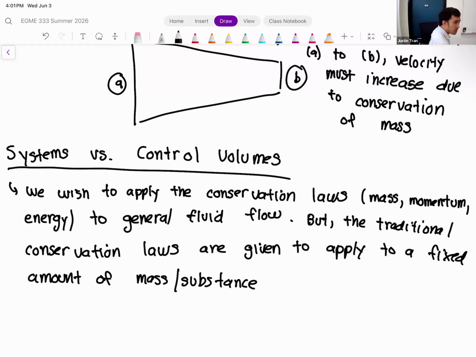Now, there wouldn't be a discrepancy if we used the Lagrangian description. The Lagrangian description is designed specifically to apply to these conservation laws. But for all the reasons we've talked about already today, the Lagrangian description is not that convenient for general fluid flow descriptions. So we need some way to reconcile these two ideas, to take our Eulerian description and still be able to apply our conservation laws to it.